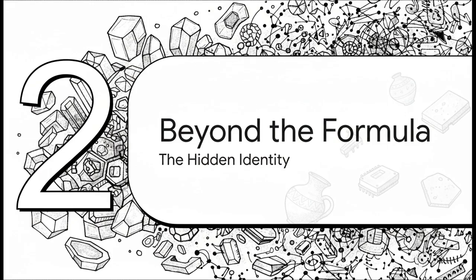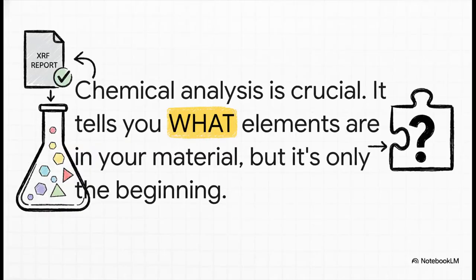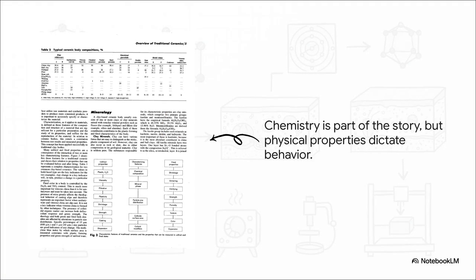It's because the true identity of these materials is kind of hidden. It goes way deeper than just a simple list of chemical oxides. Now, your chemical analysis, that XRF report, is absolutely crucial. Don't get me wrong, it tells you what elements are in there, how much silica, how much alumina, and so on. But it completely leaves out a piece of the puzzle that is just as important. And that is how those elements are actually arranged.